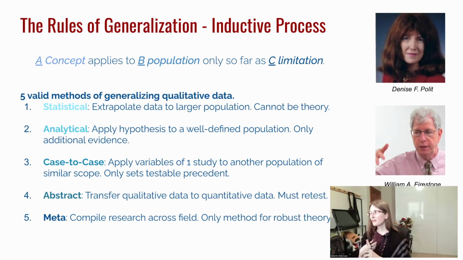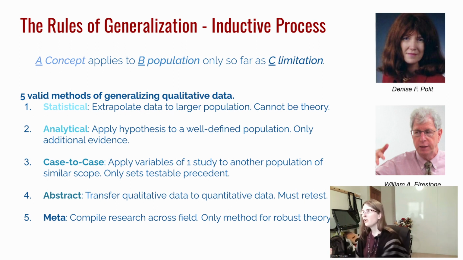We want to apply this to your standard area, and it just so happens that every one of these methods actually boils down to one simple formula. A concept, this thing is happening in our community, applies to B population among our user communities and our advocates, only so far as C limitation, but not with our new users or with our support groups.